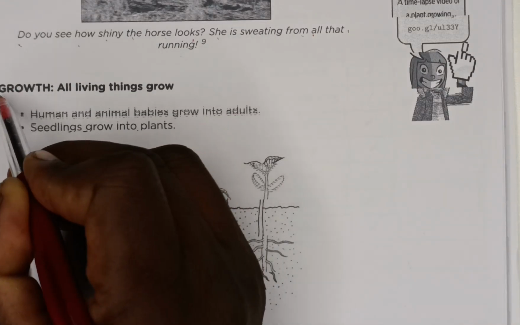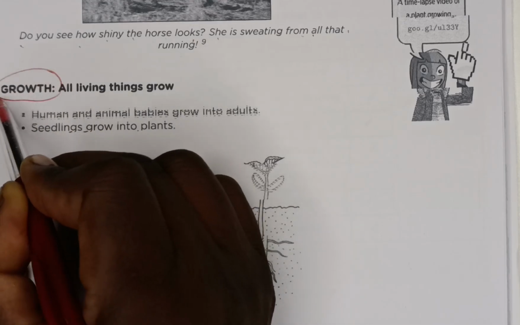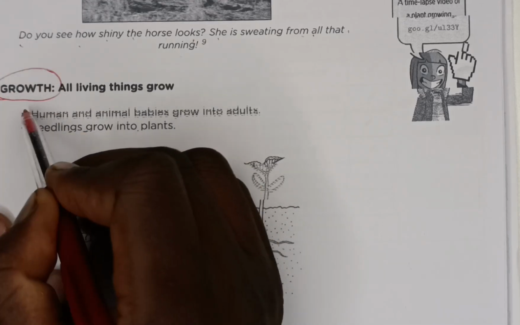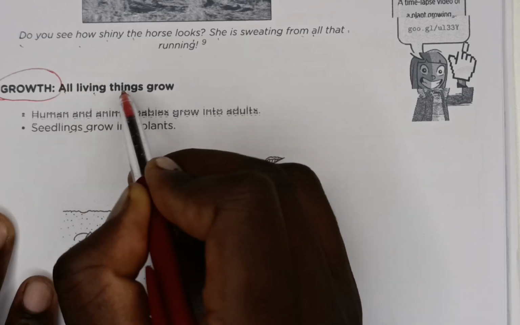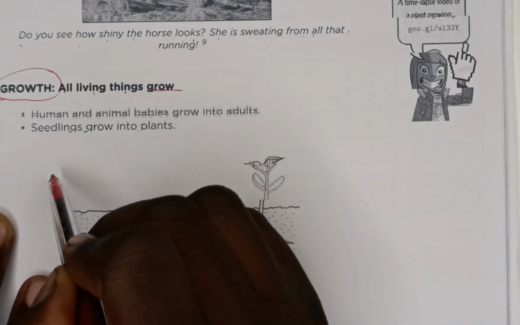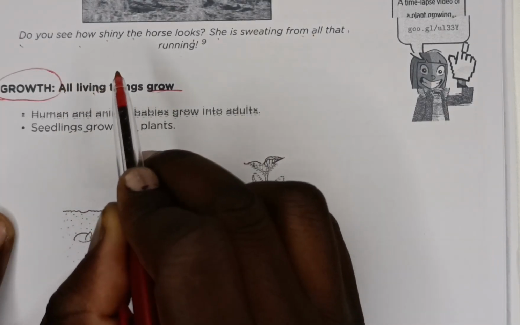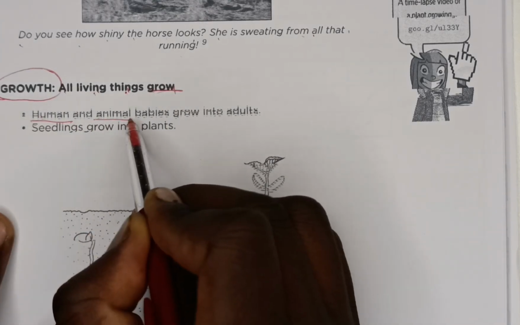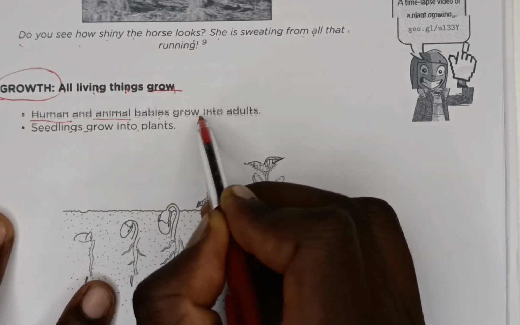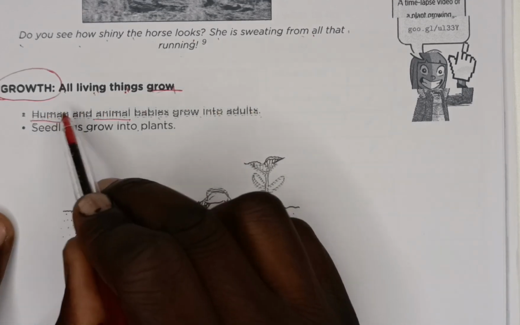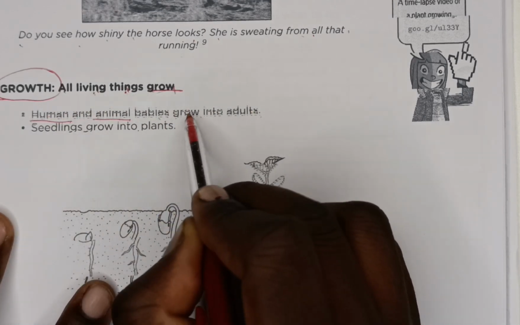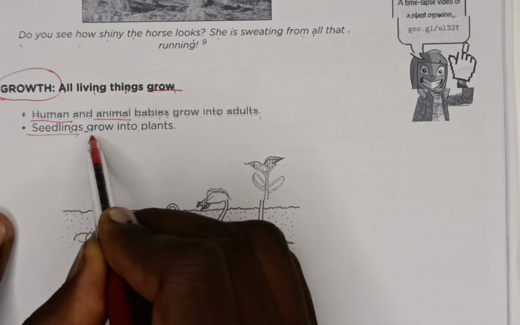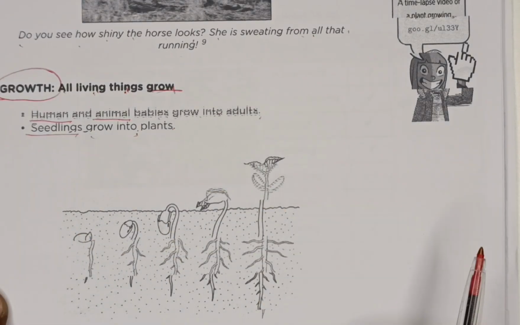Right, then we come to growth. All living things grow. Human and animal babies grow into adults. Seedlings grow into full plants.